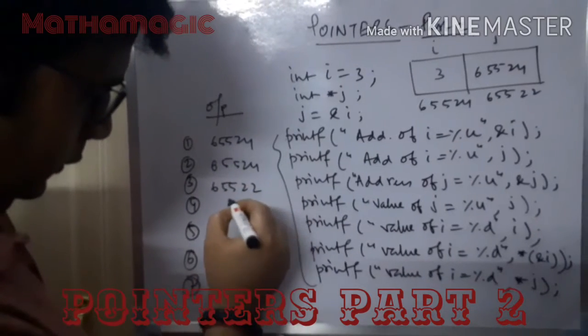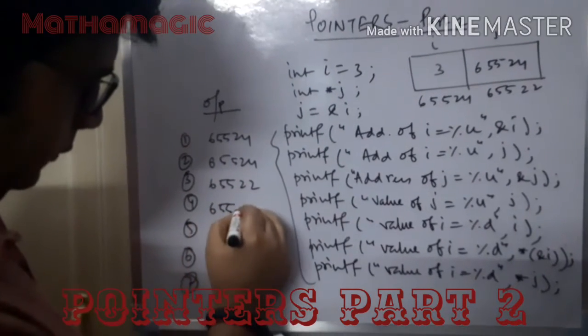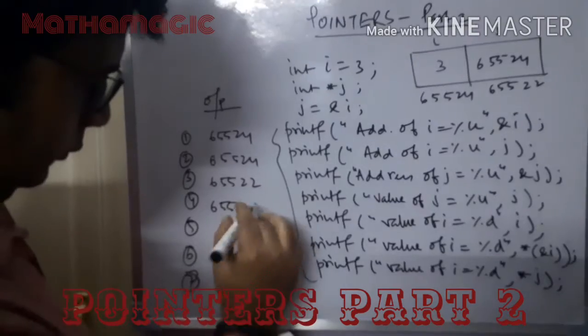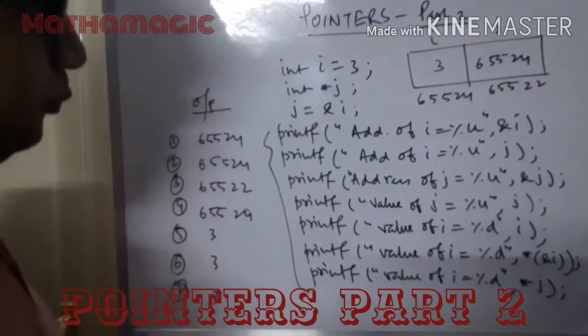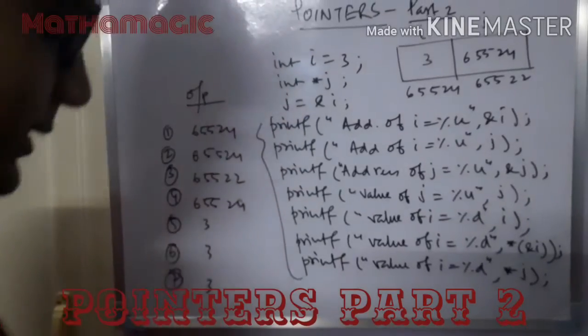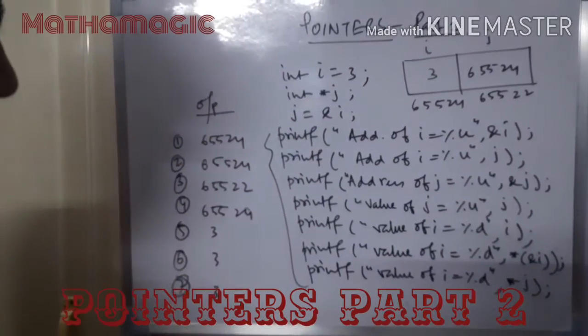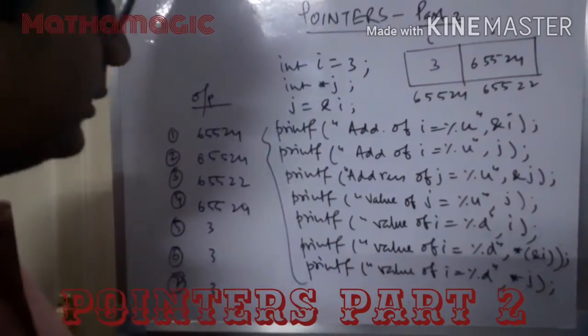65522, 65524, 3 and 3. Okay, let us discuss the program, whatever we have written, and how the outputs are like this.